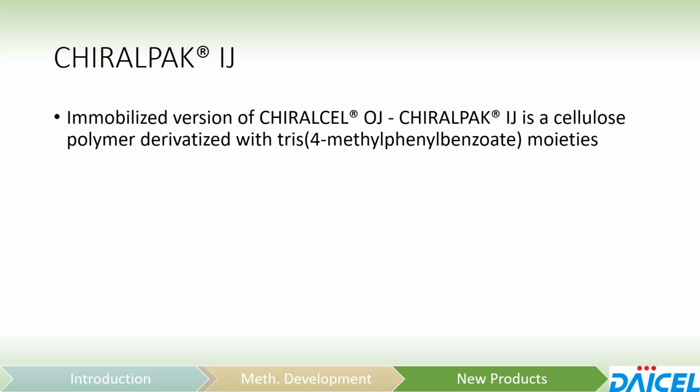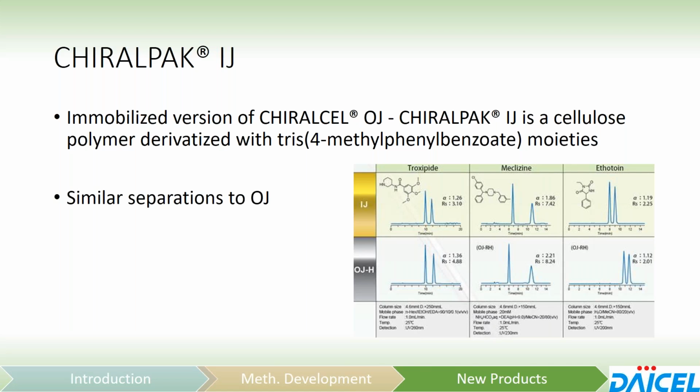And I also mentioned at the beginning too, our newest phase, CHIRALPAK IJ, which is the immobilized version of ChiralCell OJ. It's cellulose derivatized with tris 4-methylphenylbenzoate. Very similar separations to ChiralCell OJ. So if you're looking to transition over to a more robust column that can withstand some of those extended range solvents, IJ is definitely a great option. Here's 3 examples of that.